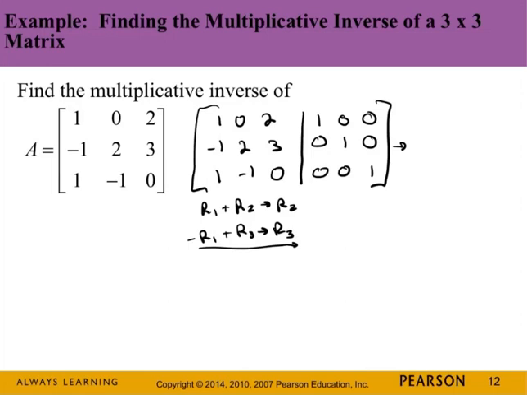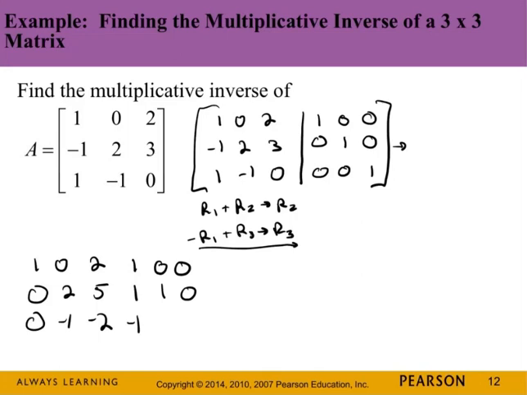So with this, row 1 stays the same. So we still have our 1, 0, 2, 1, 0, 0. For row 2, we said row 1 plus row 2 replace row 2. So that becomes a 0, that's a 2, that's 5, 1, 1, 0. And then row 3, we said negative row 1 plus row 3 replace row 3. So this becomes a 0, this stays as a negative 1, that's a negative 2, negative 1, 0, and 1. So we achieved our first goal. We used that 1 to get zeros below it.